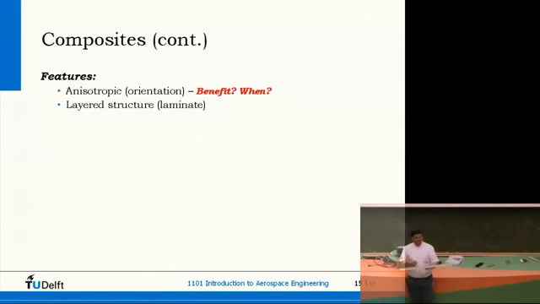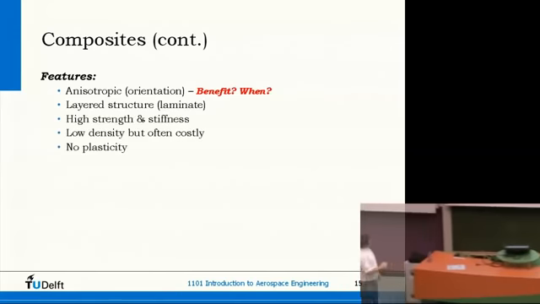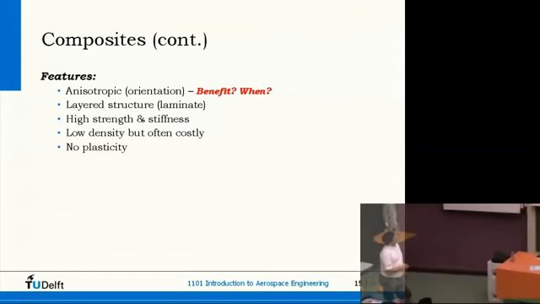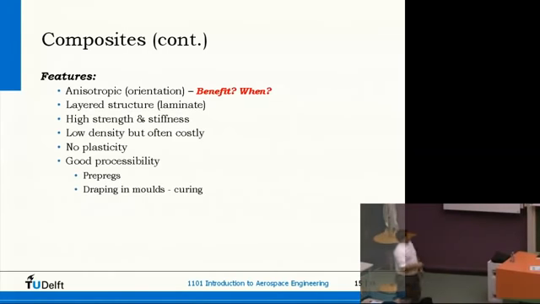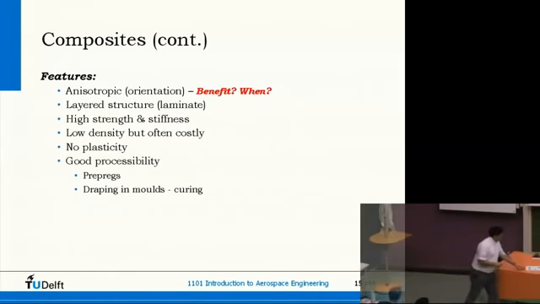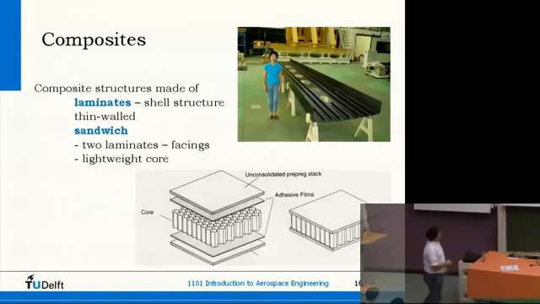This is a metal one. It is as strong in this direction as in that direction. In that direction, I don't use that strength, so it's over-designed more or less. That's how composites can sometimes be very lightweight. It's a layered structure, high strength and stiffness, low density, no plasticity. Processability is also rather good, and you can make nice parts of it.